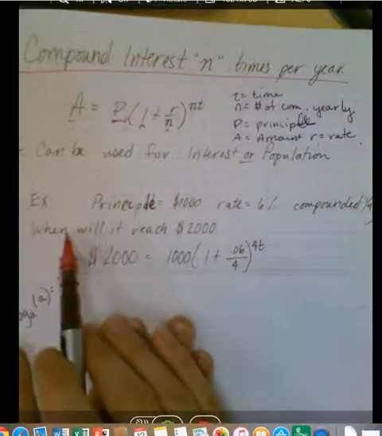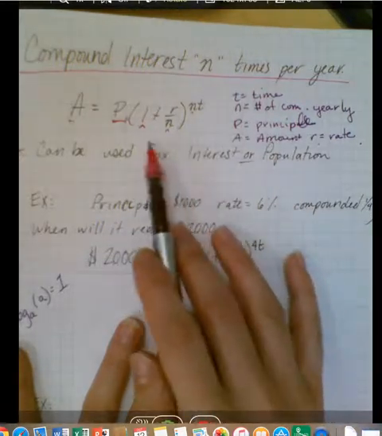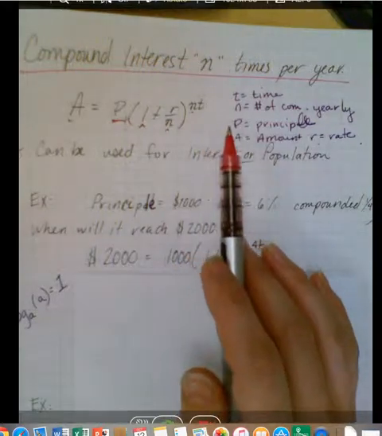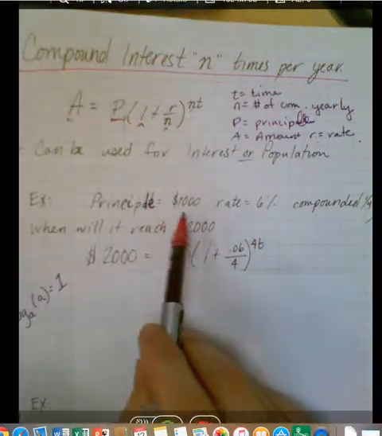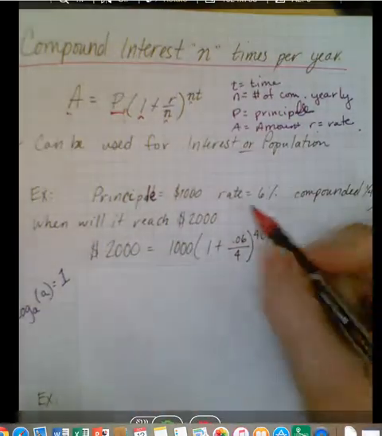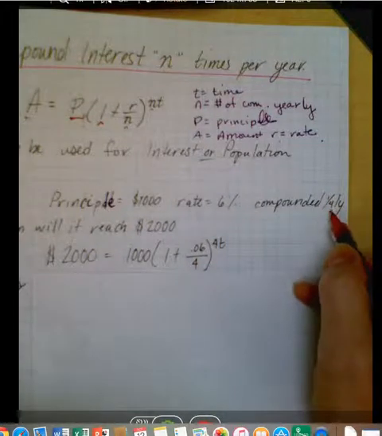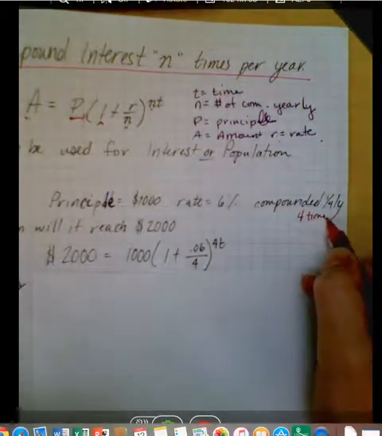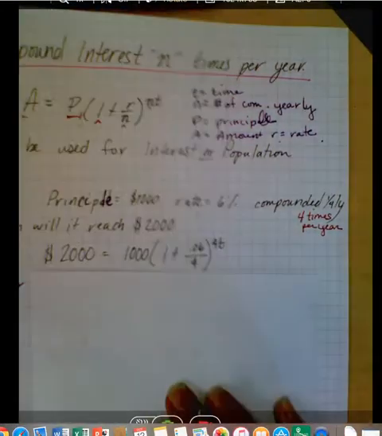So here's an example of what this would look like. Oh, and this is for interest or population, but when you see this formula, generally people are talking about money because people are interested in money. So let's say I have a principal of $1,000 and my rate is 6% and it's compounded quarterly. So that means 4 times per year, which you probably could have figured out, but just in case.